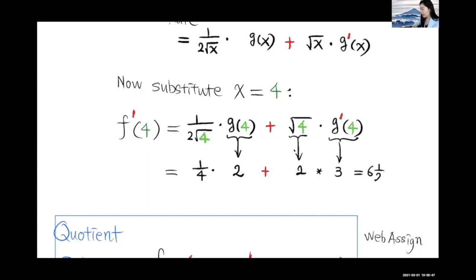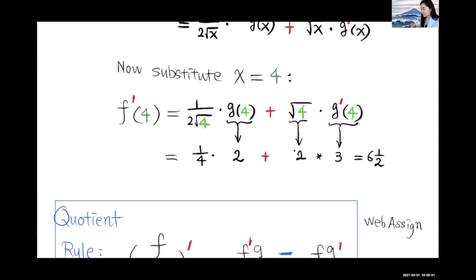So 6.5. However, in the website, just want to give you a heads up. In the website, they don't like mixed numbers. They want the answer here in improper fraction. They think that this one here is kind of confused with 6 times 1/2. So they prefer you to leave the answer here in improper fraction. So 13 over 2. So this is what the website wants. Okay.